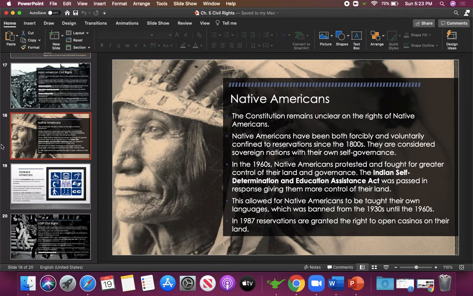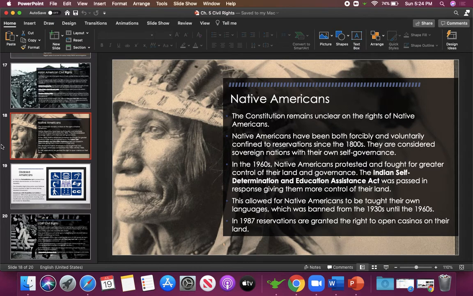In the 1960s, Native Americans protest and fight for greater control of the reservation land that they have been forced onto, to govern that land. The Indian Self-Determination and Education Assistance Act is passed to give them more control of their land. And this is in response to an effort, through the late 1800s and early 1900s, by the United States government to essentially eradicate Native American identity. This is done in a lot of different ways.